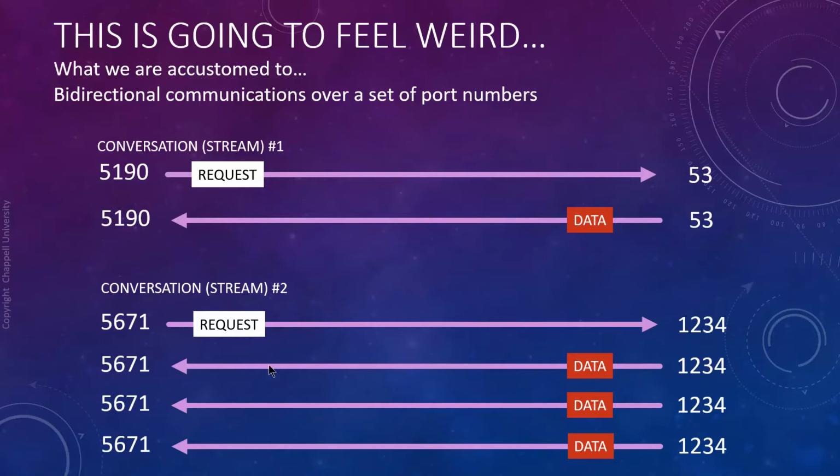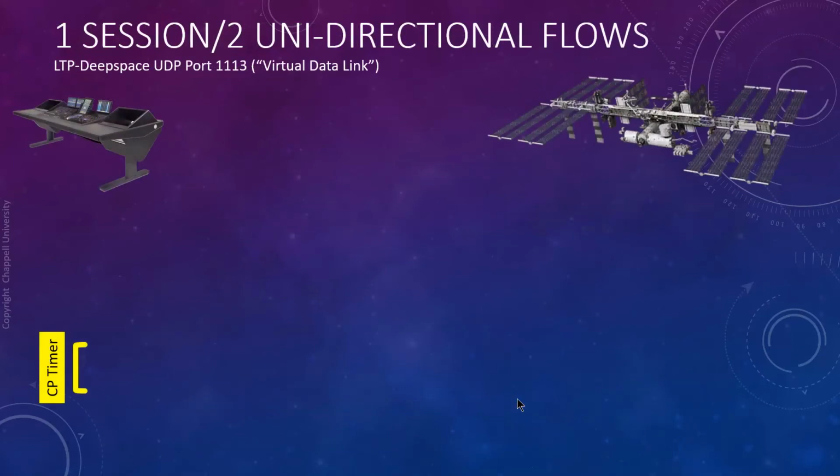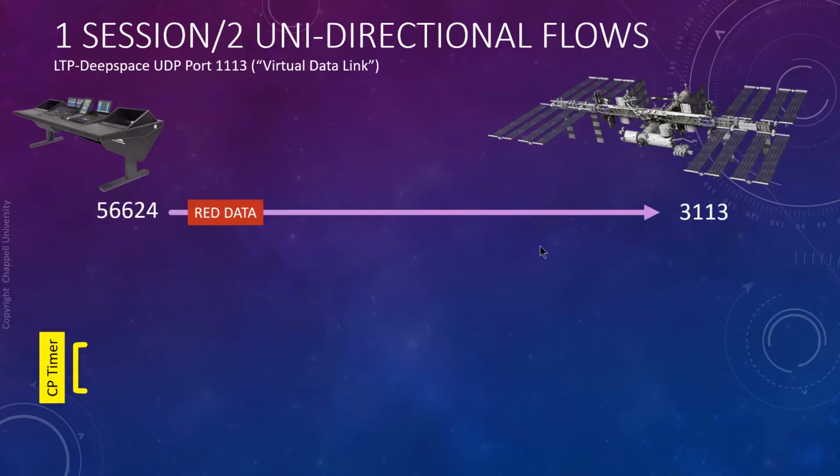Traffic flows bidirectional in TCP/IP communications. But when you get to LTP, traffic flows unidirectionally. And I do want to mention that the default port number for LTP over UDP is port 1113. Here's what you would see in LTP communications. You would see starting port number with red data in it going over to port number 3113. In Wireshark, we'd have to force a dissector for LTP on this traffic because it's not using the default port number. And that's okay. We just have to force the dissector on it.